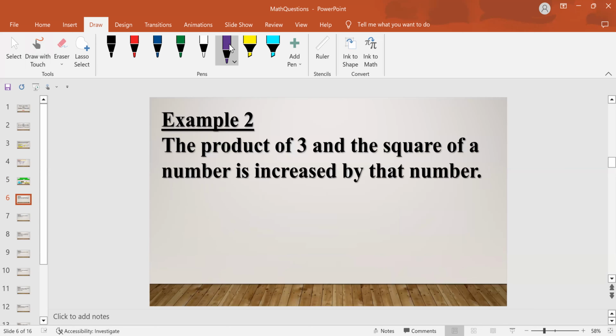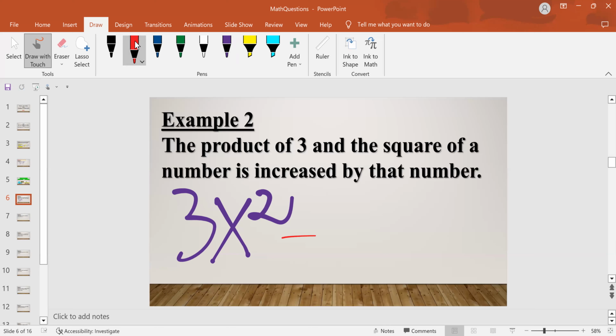Example 2, the product of 3 and the square of a number is increased by that number. The product of 3 and the square of a number. So then you're going to have 3x to the second power. Product means multiplication, between 3 and the square of a number. Square means power 2. Is increased. Increase here means plus.